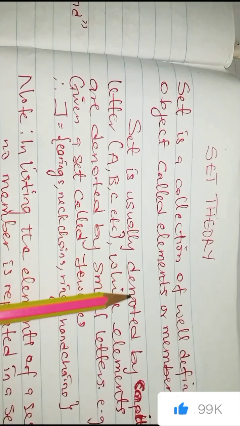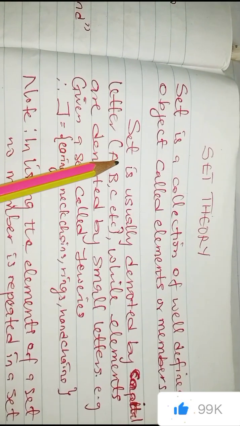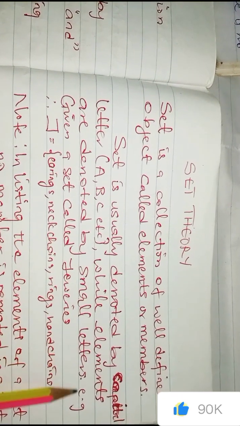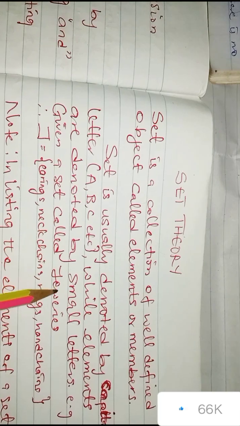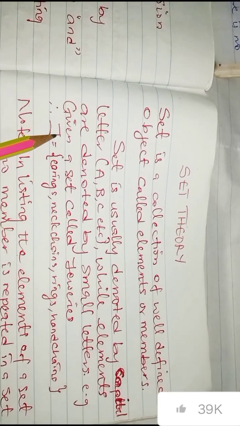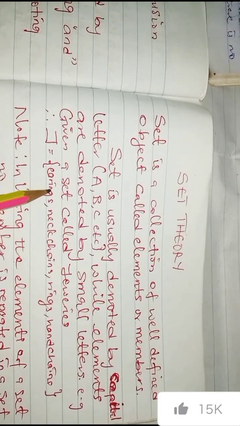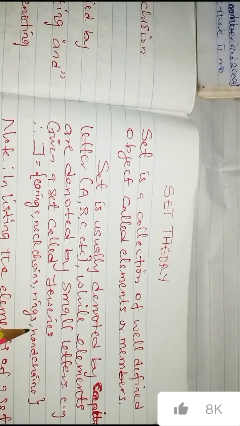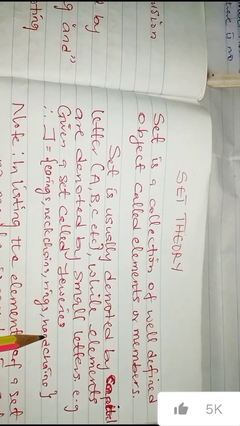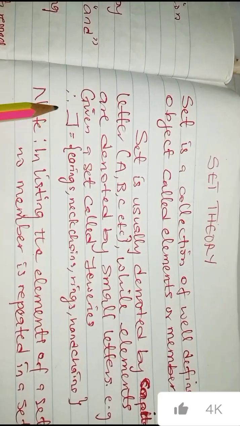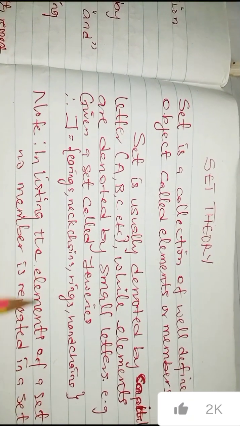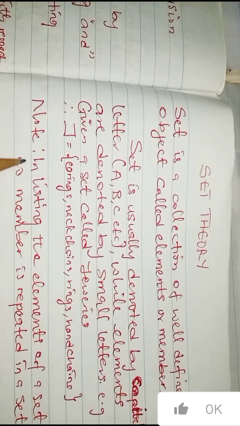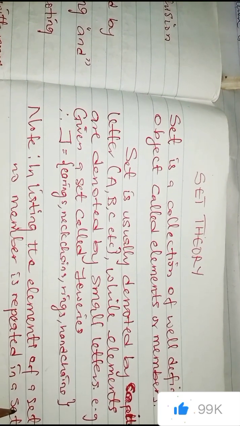Now, a set is usually denoted by a capital letter, take note: A, B, C and so on, while the elements are denoted by small letters. For example, given that the set is called jewelry, we use J to represent the set, and the elements, the things contained in the set, are written with small letters. Another thing to note: in listing the elements of a set, no member is repeated in a set. Take note.